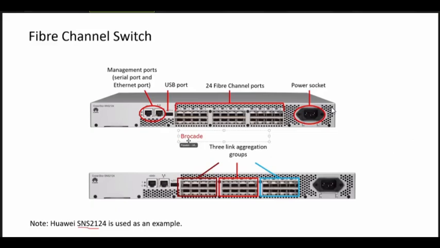Huawei tends to move away from fiber channel because fiber channel itself is slowly but surely losing traction. Less and less people are going towards fiber channel because of the price. Fiber channel switches compared to normal Ethernet switches are at least 2 or 3 times the price. So if you're using fiber channel, you buy the fiber channel switches. Here is an example of a 16 gigabit fiber channel switch, the Huawei SNS 2124.